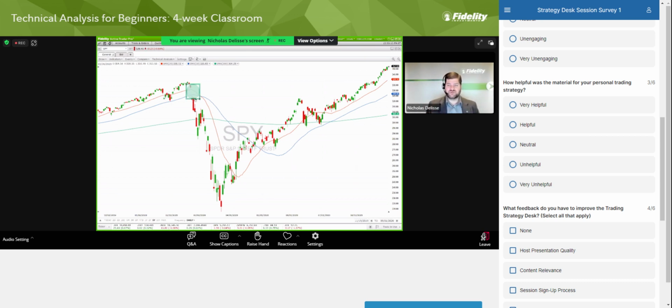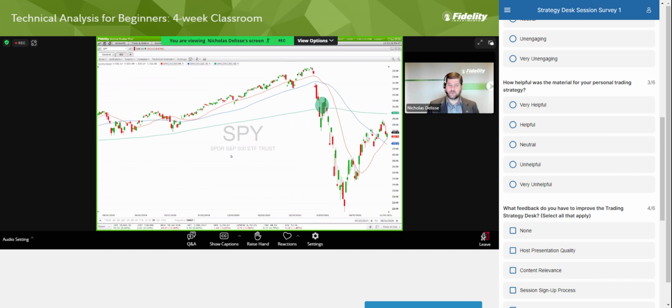But if you're using the 200, this really would have been where you would have gotten out. So a little bit more delayed. This gets into that trade-off again with relevance versus reliability, like we were showing over here. It's more reliable price crossed the 200-day moving average. A little bit less relevant because it had to drop even further before it happened, but a little more reliable.